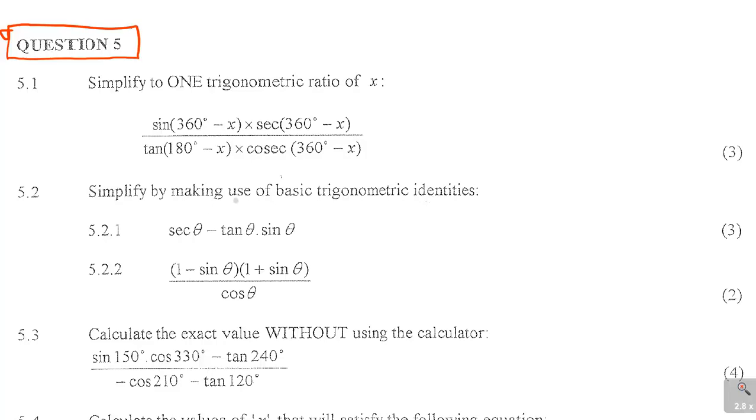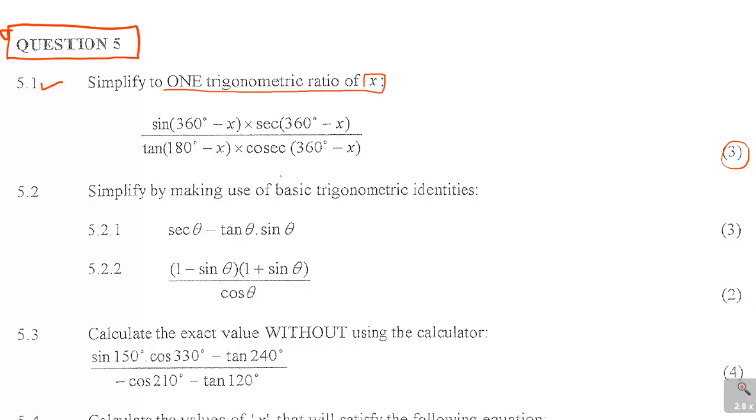All right, enough about that. Now let us look at our question. As I said, we are starting with question 5.1. Mainly, question 5 is on trigonometry. Simplify to one trigonometric ratio of x. So this is 3 marks. So we are given sin(360° − x). If I can write this on a new page, it's sin(360° − x).